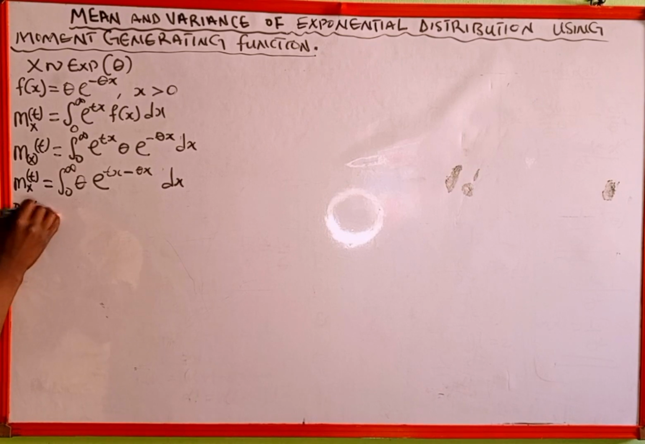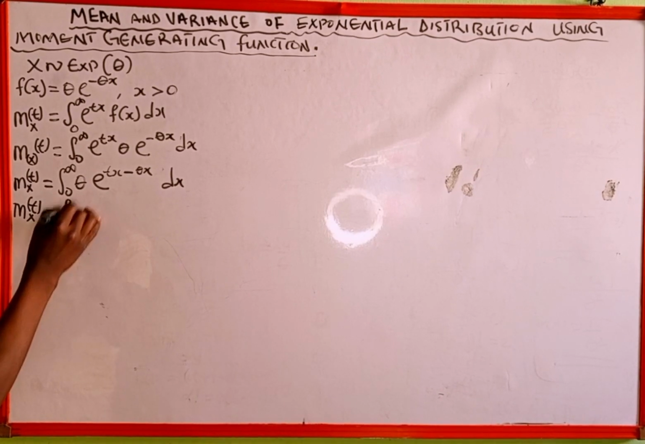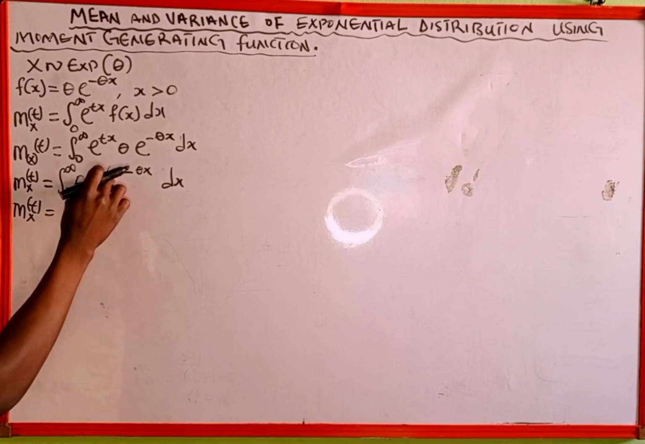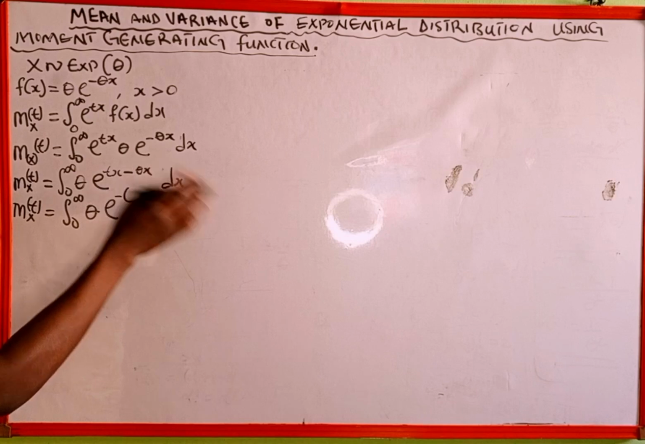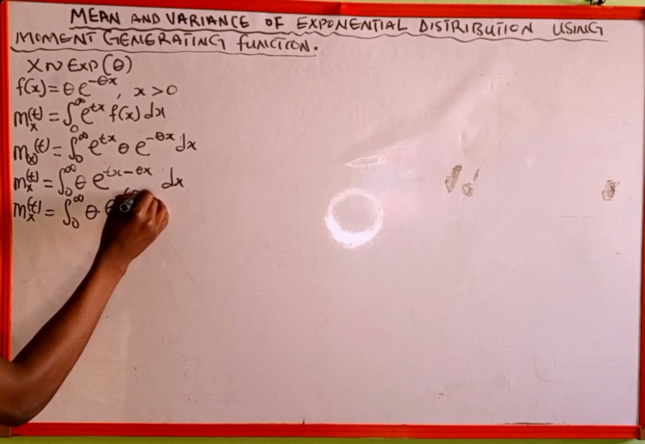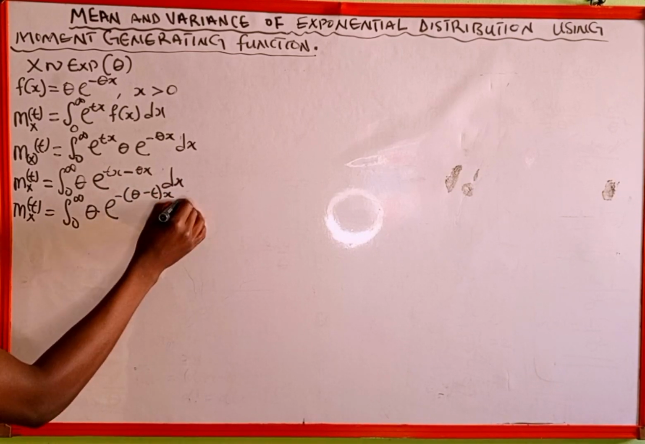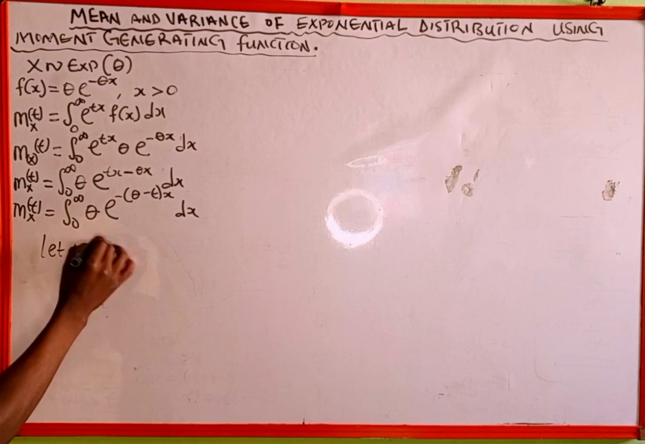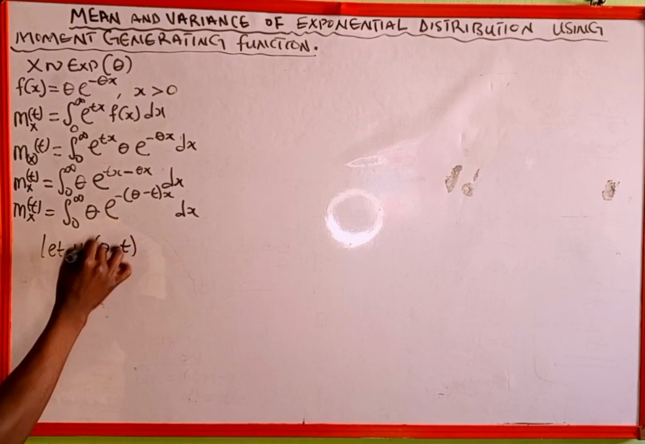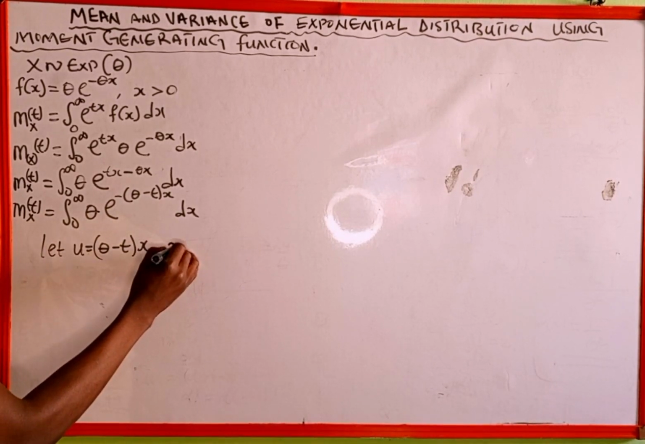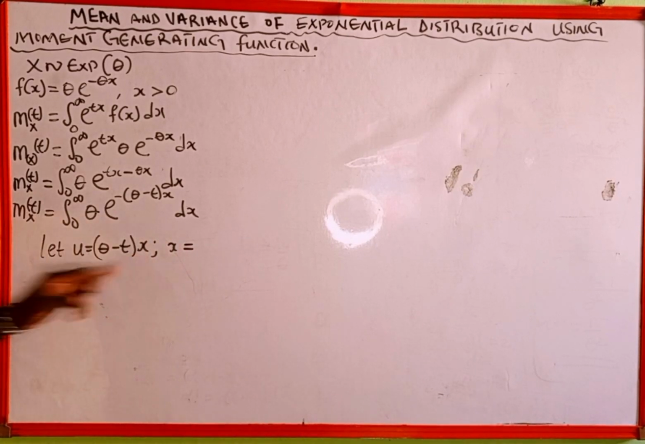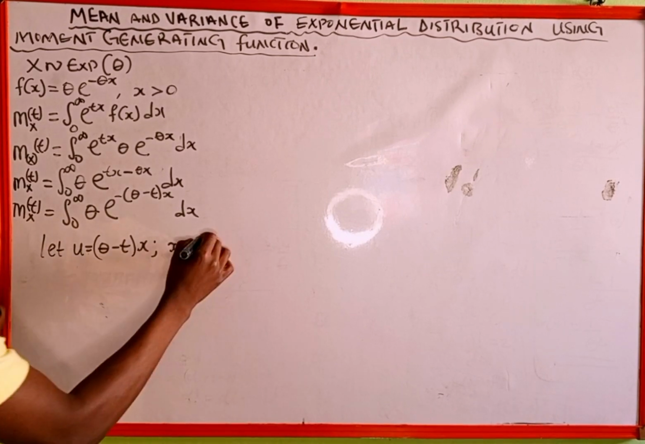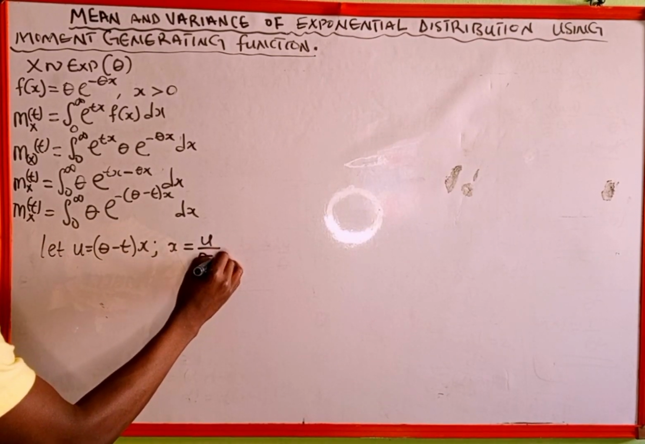Then M sub x of t will be equal to the integral from 0 to positive infinity of theta e, and we factor out negative and x, which gives theta minus t, then x dx. Now we let u be equal to this power, which is theta minus t multiplied by x. To make x the subject of the formula, we divide through by theta minus t, so x is equal to u over theta minus t.